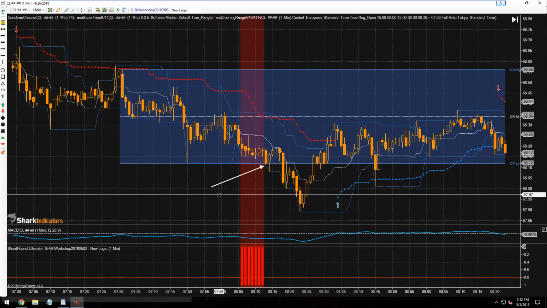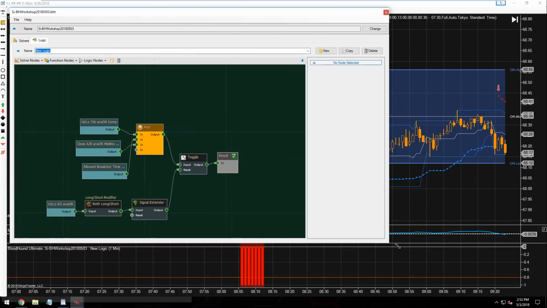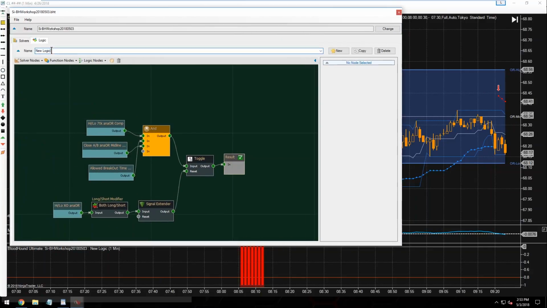I'm going to conclude it right there. One last step, though. I noticed I didn't rename my logic template here. I didn't change the name. So let's give this a name here: anaOpenRange. Opening range signal for stop entry orders. There we go.